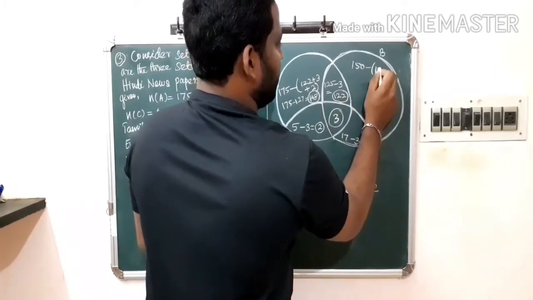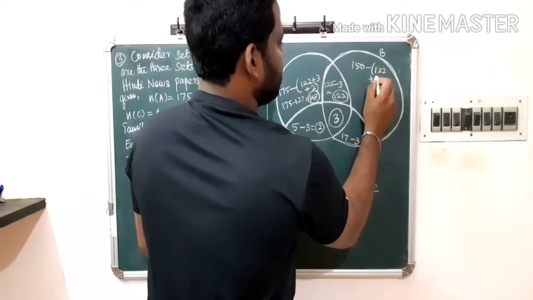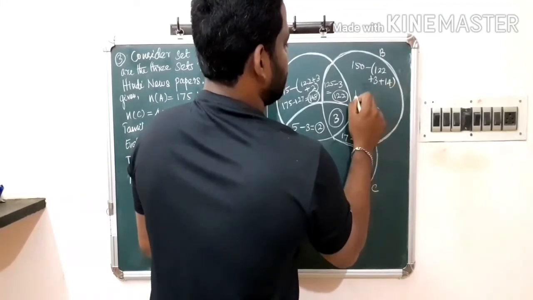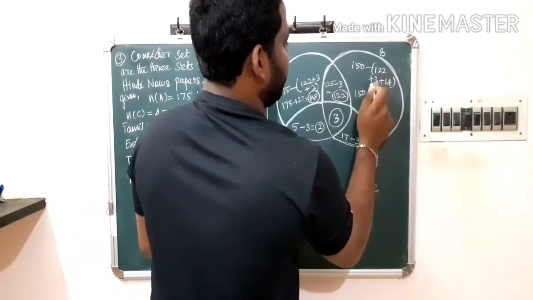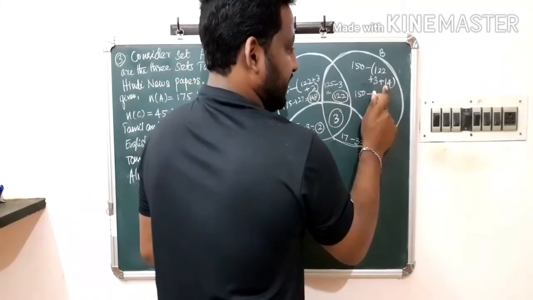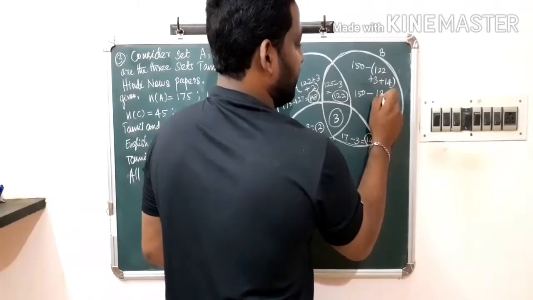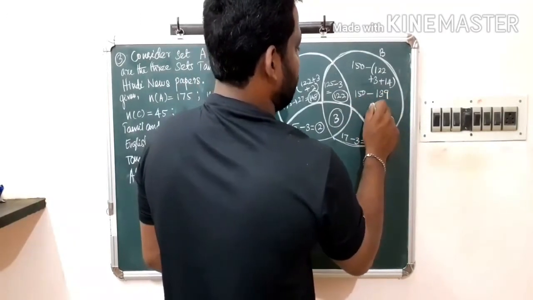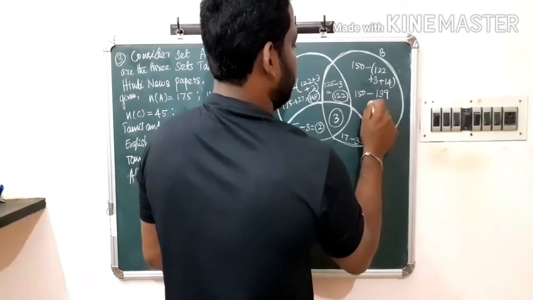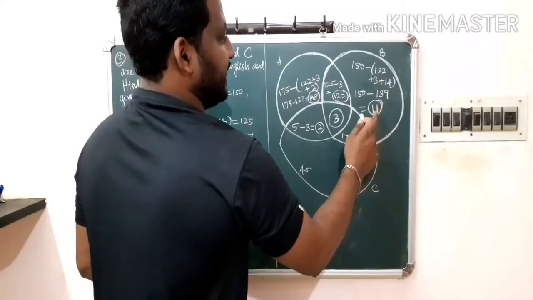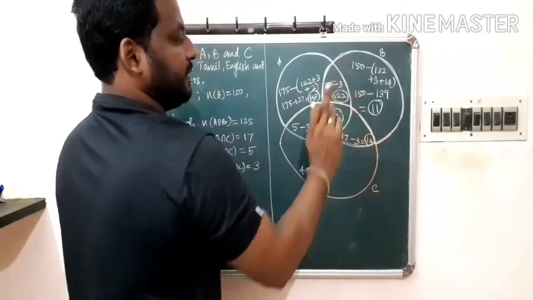150 minus 122 plus 3 plus 14. So 122 plus 3, 125, 139. So 150 minus 139 which is equal to 11. So only 11 families are getting English newspaper alone.